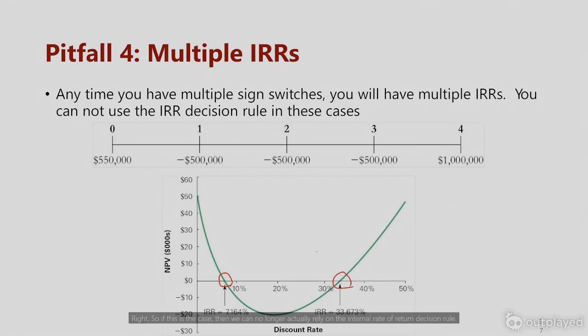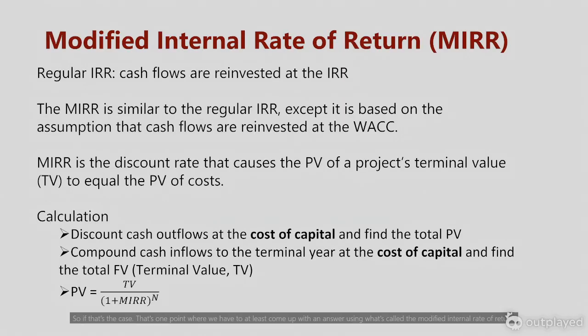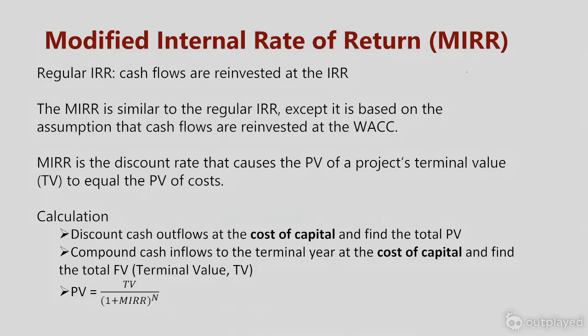So if this is the case, then we can no longer rely on the internal rate of return decision rule. That's one point where we have to come up with an answer using what's called the modified internal rate of return. We call it MIRR. So how do we come up with MIRR? This is slightly difficult to proceed with on the calculators, so I would highly recommend using Excel to come up with an answer for the MIRR.